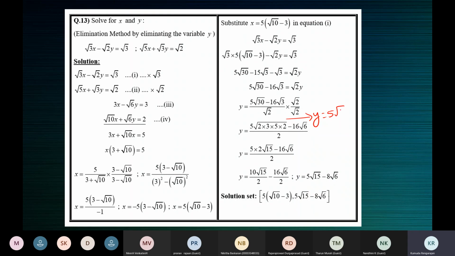Root 60. 5 root 60 minus 16 root 6. I can just insert this for you, divided by 2. Y is equal to 5 root 60 minus 16 root 6 divided by 2. Now break down 60 into its factors. 2 3s are 6, 6 5s are 30, 2 30s are 60. Break down 60 into its factors.